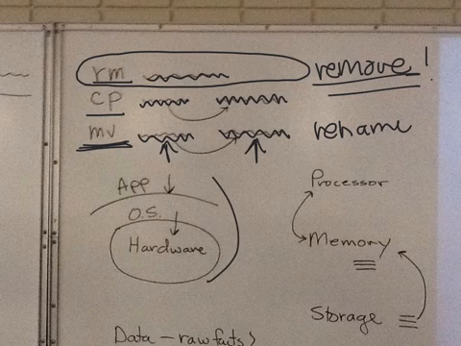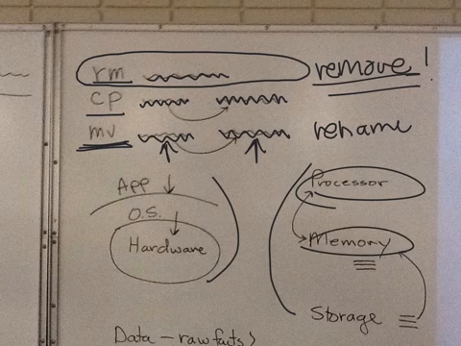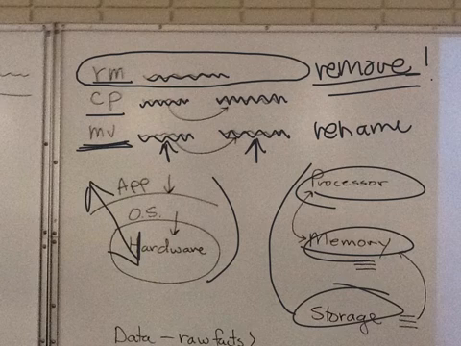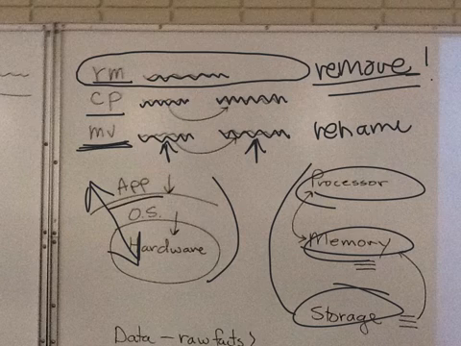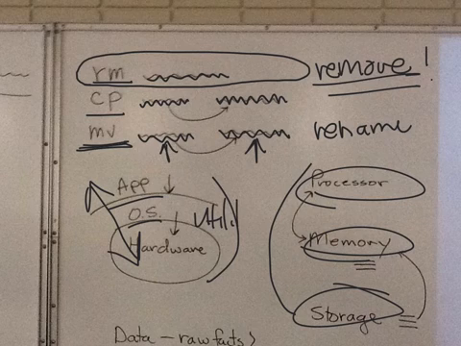Again, this was some of the information covered earlier about key things in the computer and the relationship of software and hardware. It's really important to understand that the app communicates with the OS and that utilities are also important.